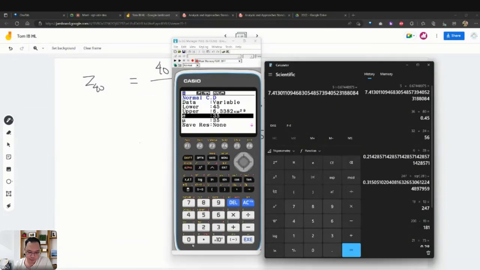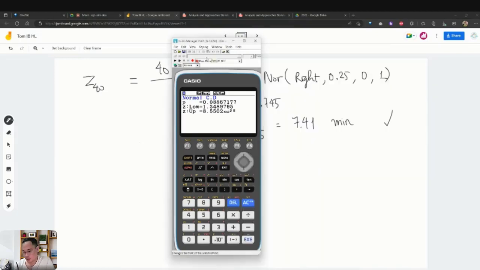7.413011. Okay, then run it, and here is the answer, 0.0886, meaning about 9%. 9% is the probability, the percentage of the time that it takes her more than 45 minutes to get to work. 9 days among 100 days take longer than 45 minutes.